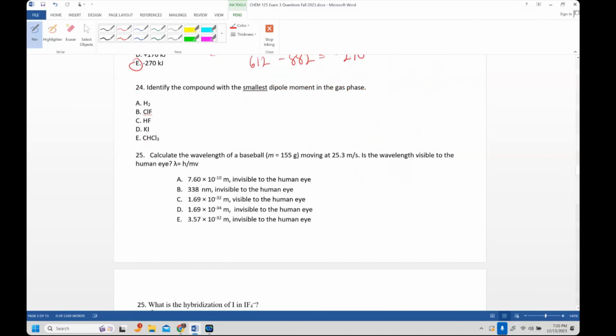Okay, good. We're at the home stretch, so bear with me. Question 24: identify the compound with the smallest dipole moment in the gas phase, meaning which one's the least polar? That's what smallest dipole means.